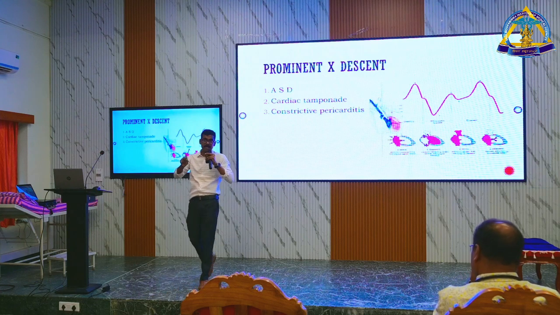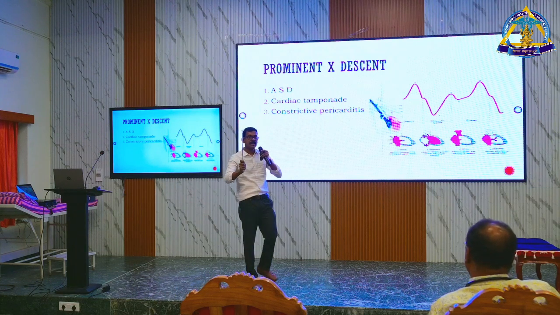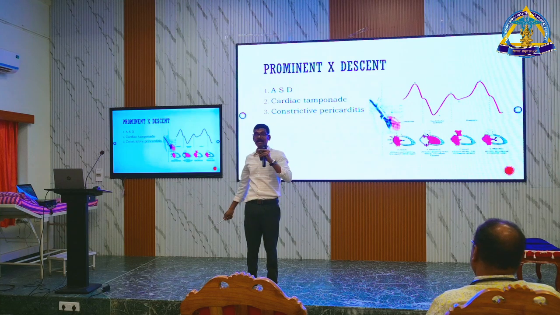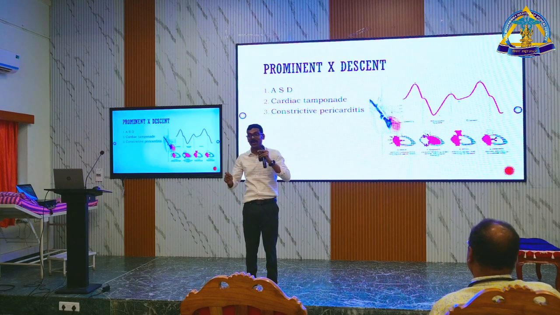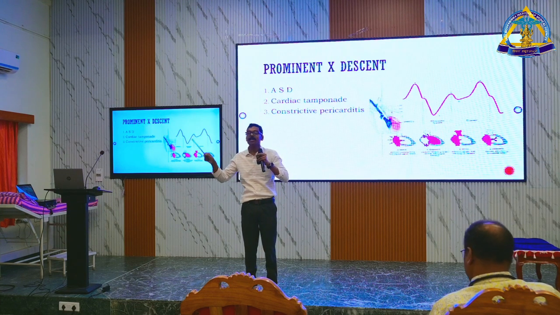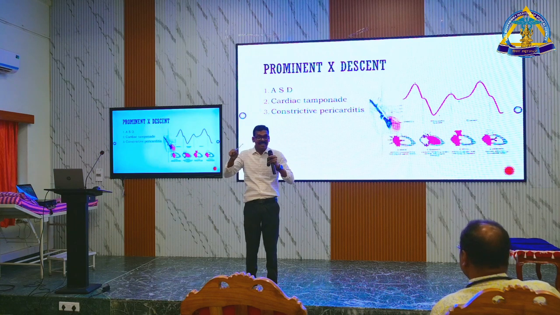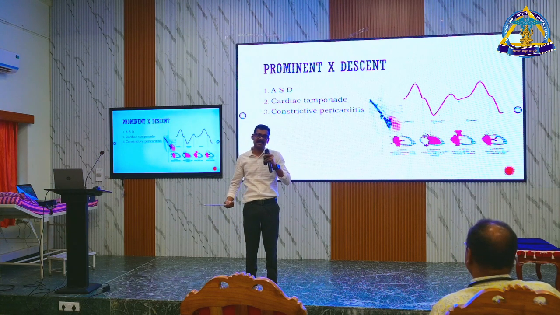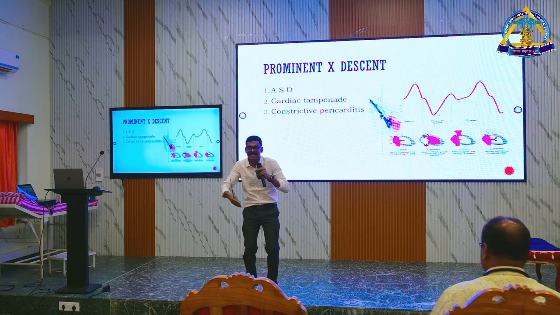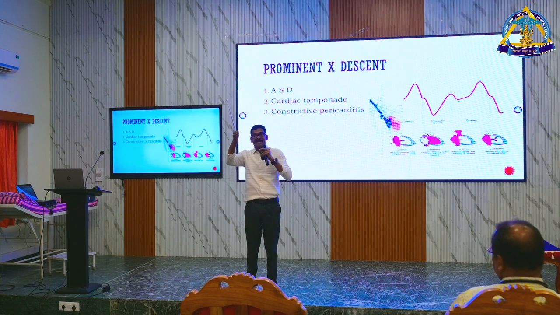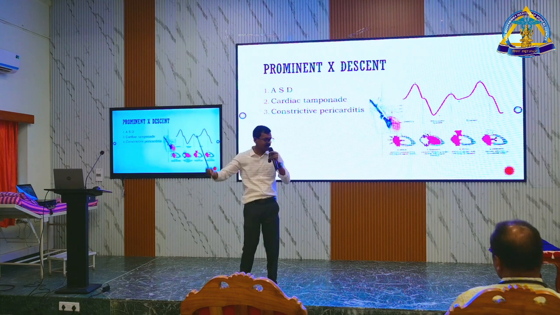So if you have a deep X descent, the first answer is pericardial tamponade. Why? Because Y is gone. Only X remains. The whole blood has to go down, 60 to 70 ml per beat. It has to come down, not in two phases but only through the X descent. You got my point? So the concept is important. It's very simple. You understand? Fine.